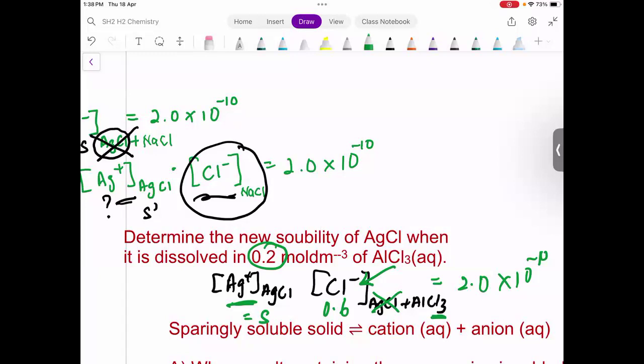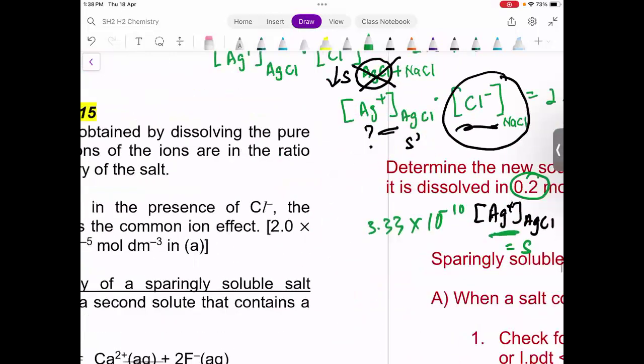Okay, so what's the answer again? 3.33 times 10 minus 8, is it? Minus 10. No, if you can skip the ICE table, by all means skip it. If you don't need to go through it, you can see it straight away, skip it. It doesn't matter. The ICE table is more for people who need more systematic thinking. So if you don't need it, by all means skip it.